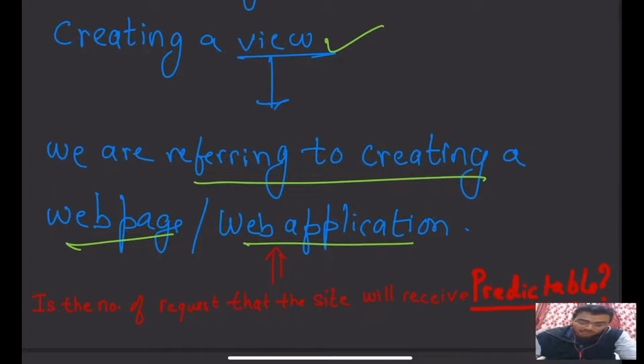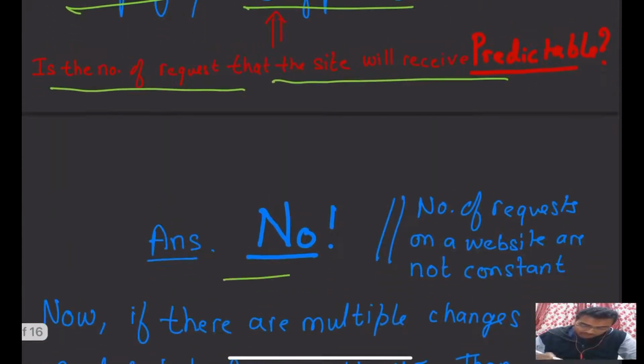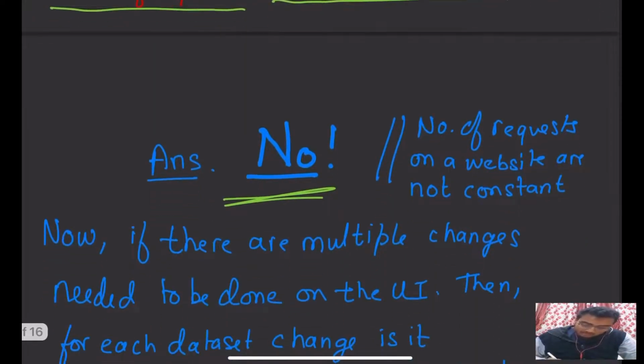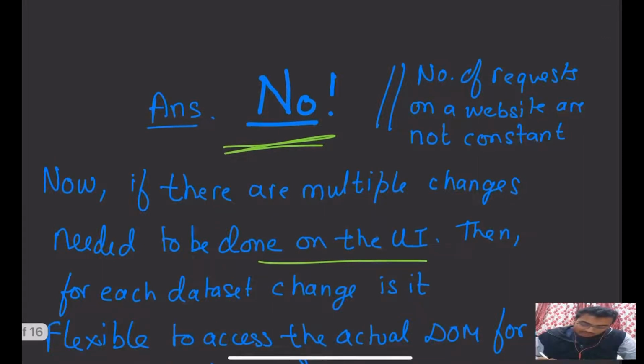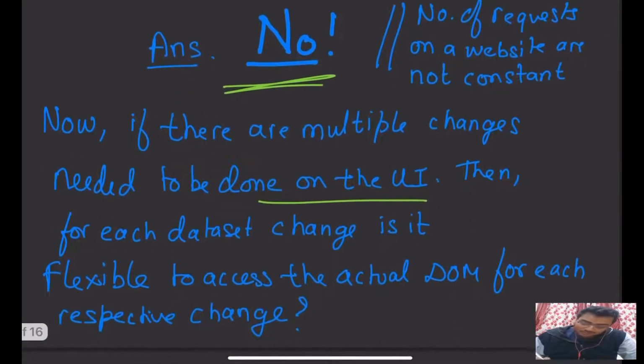If you've studied big data, you would know the traffic that a web application is dealing with is unpredictable at any given time. So is the number of requests that the site will receive predictable? The answer is a big fat no, because the number of requests on a website is not constant. Now if there are multiple changes needed on the UI, then for each dataset change, is it flexible to access the actual DOM for each respective change?